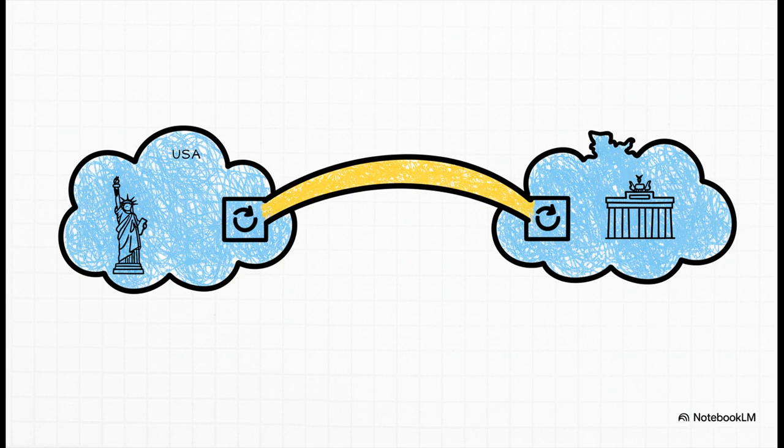Think of it like a global treaty for mail. It's the set of rules that lets the U.S. Postal Service and the German Postal Service work together to get your package delivered. Honestly, BGP is the unsung hero that holds the entire global internet together.